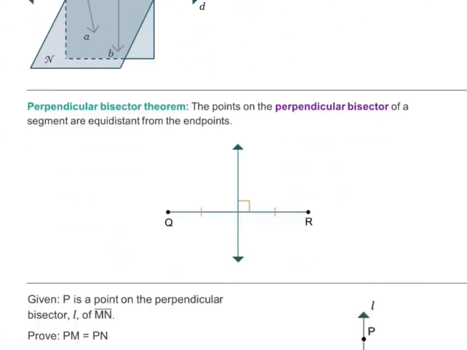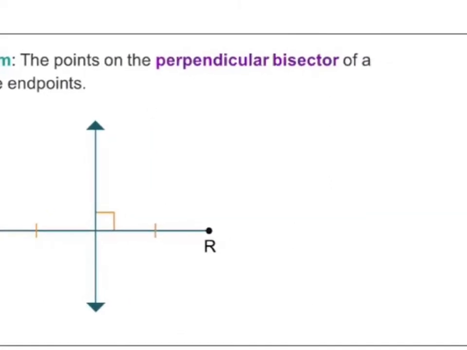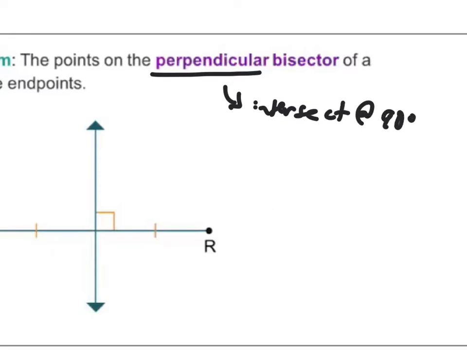All right, the next thing we have on our list is the perpendicular bisector theorem, and this is great, okay? And it says that the points on the perpendicular bisector, now let's kind of dissect that for a second. Okay, a perpendicular bisector, we know what perpendicular means. We know that they intersect at 90 degrees. So let's write that, intersect at 90 degrees. Two lines intersect at 90 degrees.